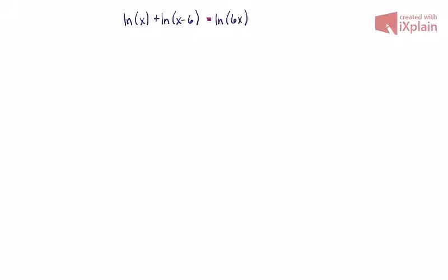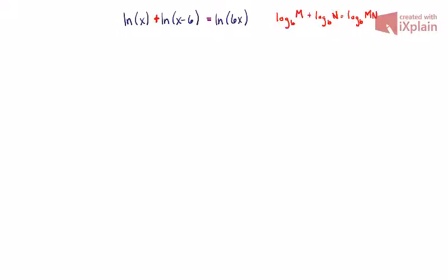One of the first things I notice is this plus sign on the left-hand side. Ideally, we want to try to consolidate the left-hand side here. So it makes me think of our addition property for logarithms, which reads as the log base b of m plus the log base b of n is equal to the log base b of m times n.